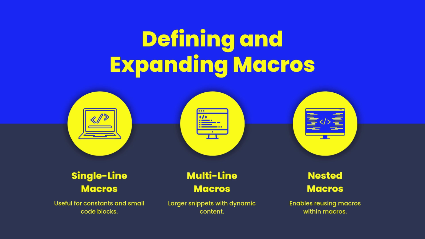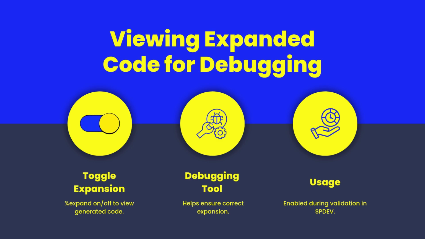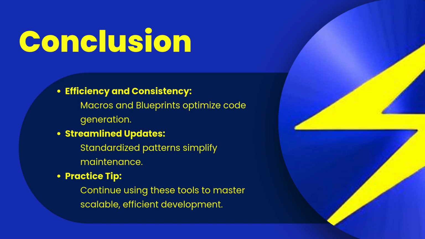Macros support single and multi-line definitions, plus nested macros for added flexibility, allowing for modular code expansion that keeps code concise and manageable. Sheerpower's debugging feature lets you view expanded macros and blueprints, making it easier to validate code and troubleshoot expansions. This tool is invaluable for maintaining complex macro and blueprint implementations. Mastering macros and blueprints will significantly boost your productivity in Sheerpower. These tools streamline development, enhance code consistency, and make maintaining and updating code much easier.